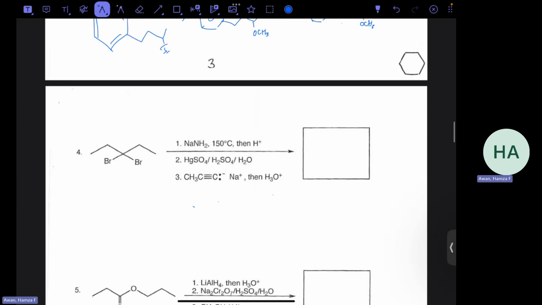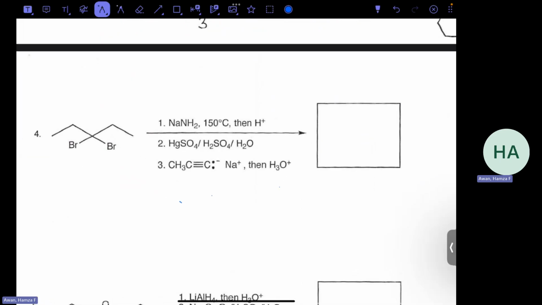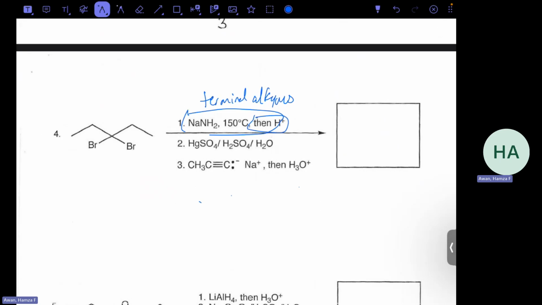So fourth question, NaNH2 at 150 and then H plus. Okay. So in this, we have a terminal alkyne producer. So this creates terminal alkynes, right? So this is important. This, then H plus, right? Because one thing to note, this NaNH2 at 150 degrees Celsius is going to create acetylide, right? This creates acetylide, and that's our triple bond with the minus charge at one end.